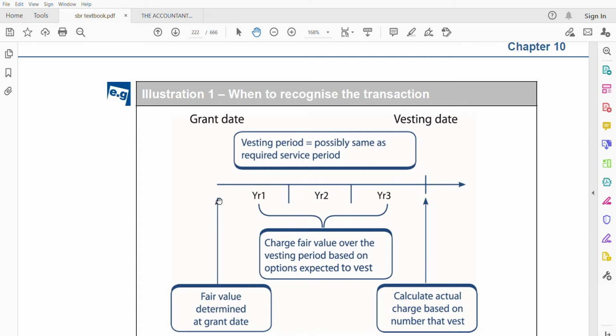So you need to know that you have to use that fair value at grant date. And on the vesting date, calculate the actual charge based on the number that vest. You're calculating the actual charge, that means the actual expense for you on that day. On the vesting date only, you will know what your actual expense is: how many share options have been exercised, how many shares employees have received. Before that, you are just estimating from year 1. So it's like you just expect.